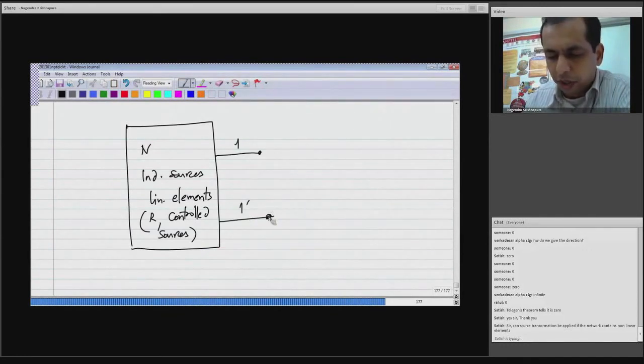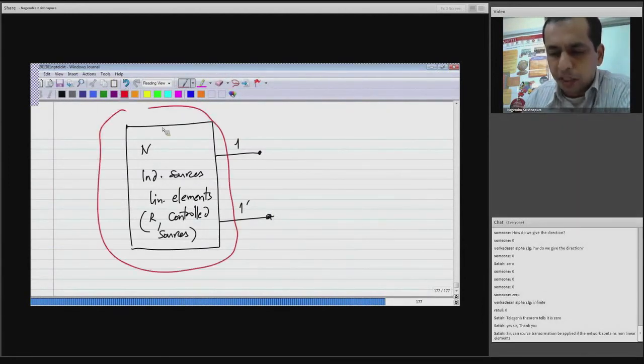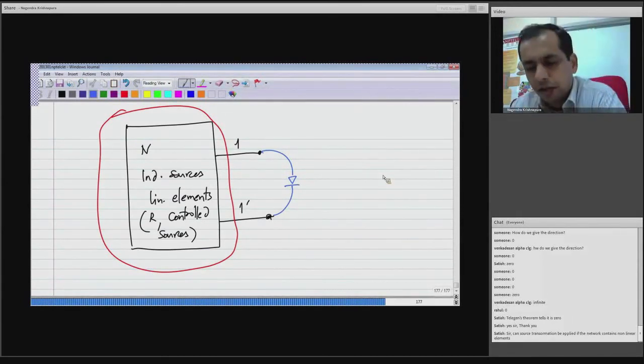And you have 1 prime. Now the part that you are transforming has to be linear. Now if you have nonlinear elements elsewhere in the circuit, something like this, then that's okay. This is not what you are transforming. So whatever I have shown inside the red box, that is linear, and that can be represented by this Thevenin or Norton equivalent circuit. And the source transformation means that you go from voltage to current source representation, which means that is also applicable only to linear circuits.